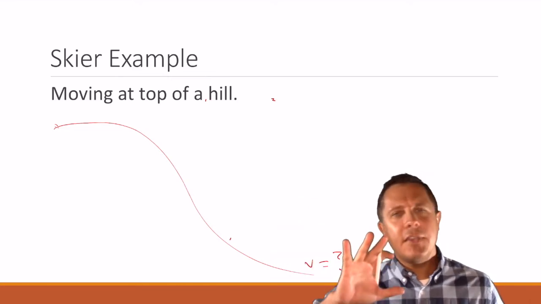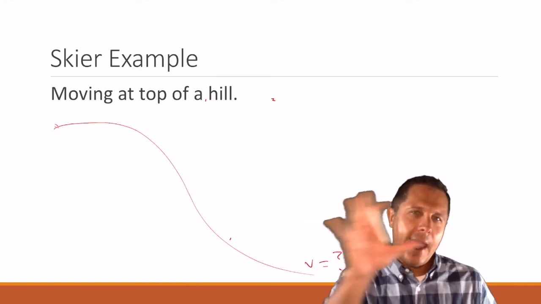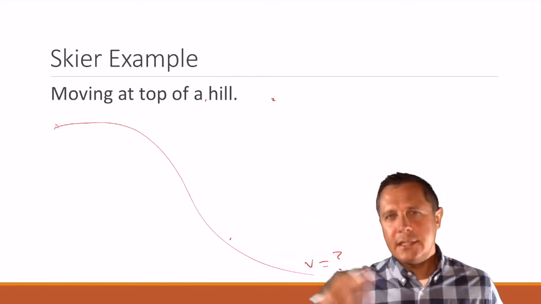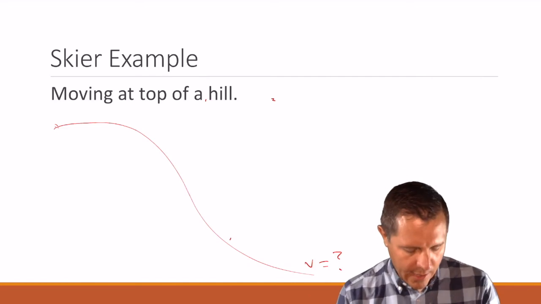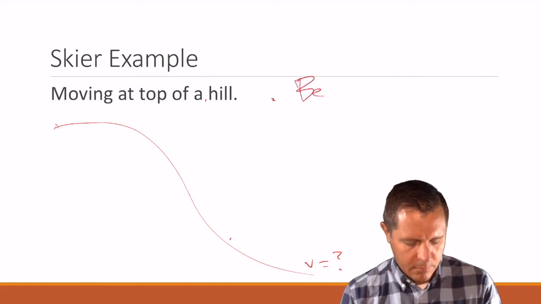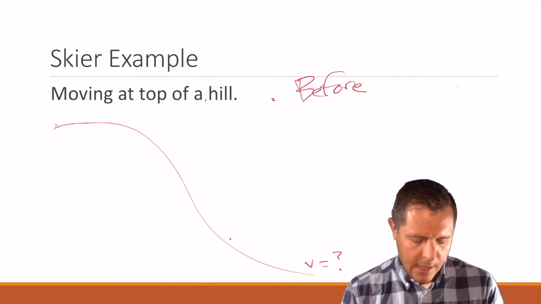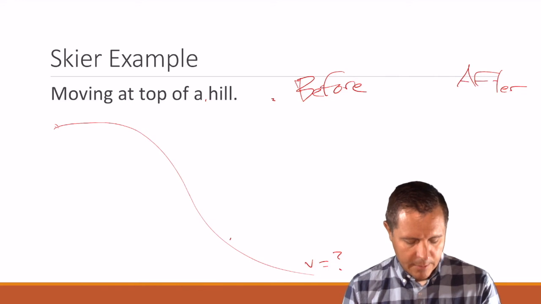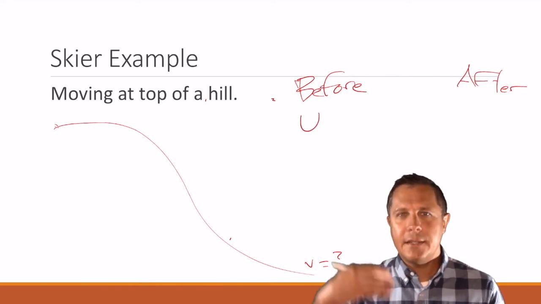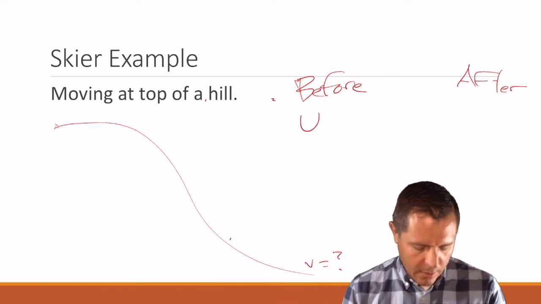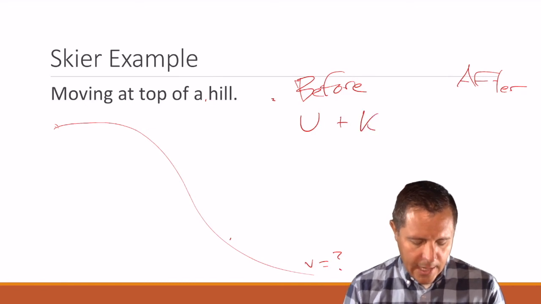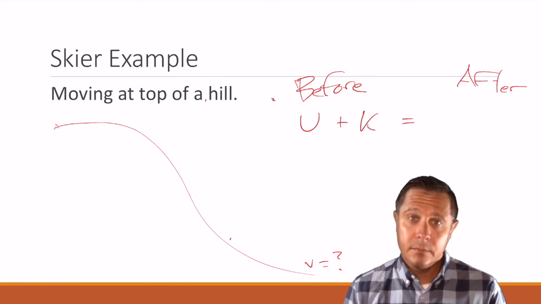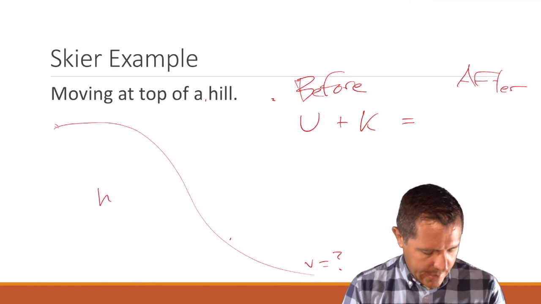Okay? I would put everything before on the left, everything after on the right. So let's list out what we have here. Okay? So I'm going to write before and after. All right, let's think about it. Again, I said that we have potential energy because she's at the top of the hill. All right? And she has kinetic because she's moving. All right, so we have a height here.